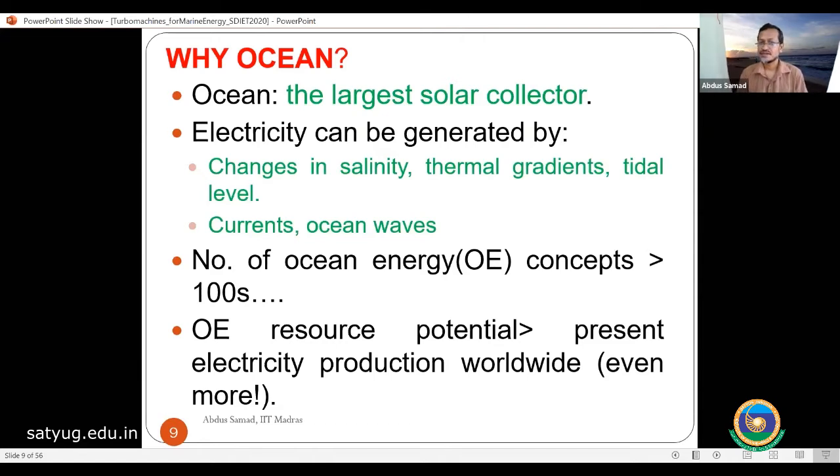Ocean resources potential is even more than present electricity production worldwide. Whatever energy requirement is there in the world, ocean can give all the energy actually. So ocean was there in the past. If you see, lots of cities are located around the ocean coast, and ports are there. So lots of countries were dependent on ocean resources, maybe fish or transportation. And the new era is that we can explore ocean energy.